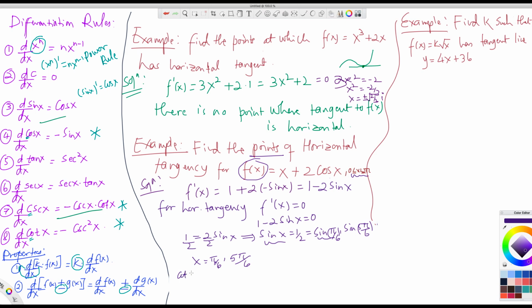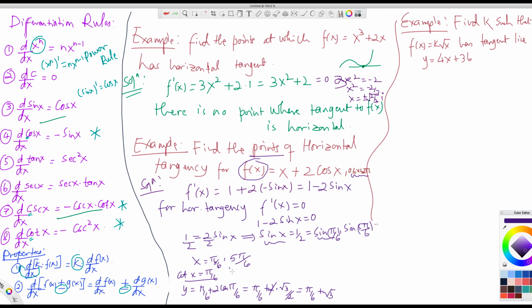This is at x equals pi over 6. So how do I find y? You just plug in this x value. y equals x plus 2 cosine x, so it will be pi over 6 plus 2 cosine pi over 6, right? If you simplify that, what do you get? Pi over 6 plus 2 times cosine pi over 6, which is root 3 over 2. You cancel 2 and 2, so you get pi over 6 plus root 3. This is what you get.